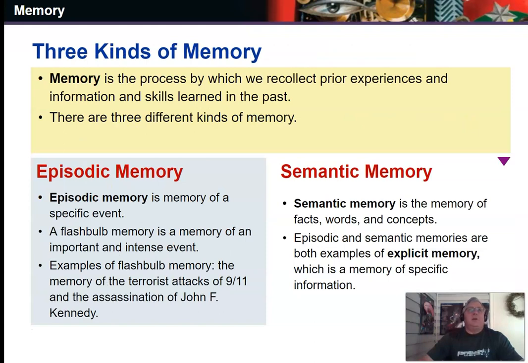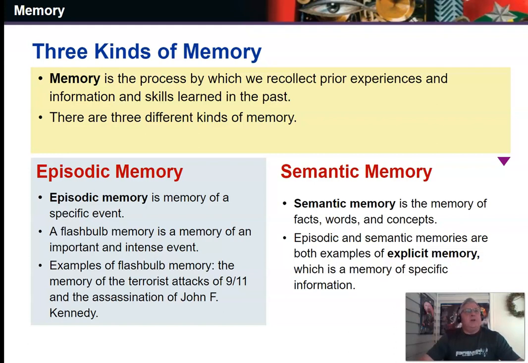Memory is the process by which we recollect prior experiences and information and skills learned in the past. There are three different kinds of memory. Episodic memory is a memory of specific events. A flashbulb memory is a memory of an important or intense event, like the day your child was born, your wedding day, the day you graduated, something like that.